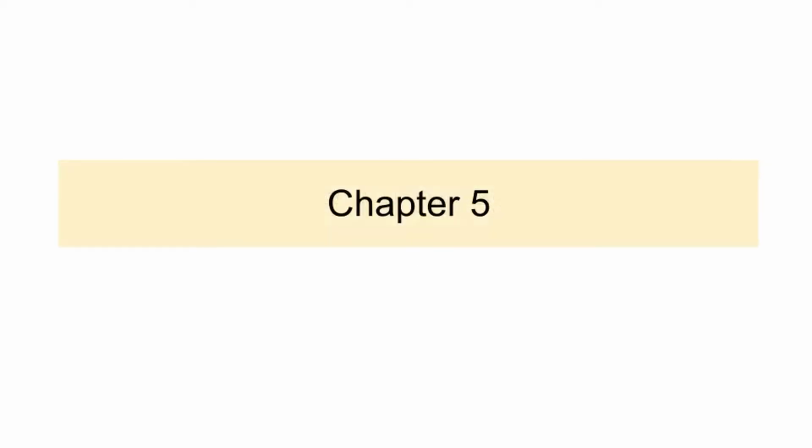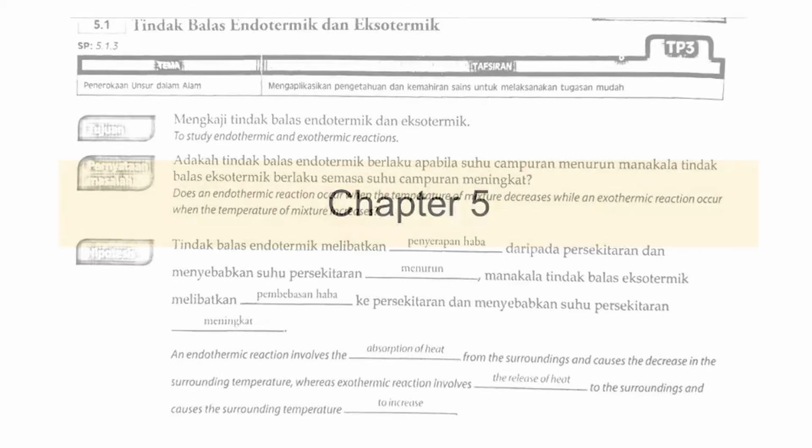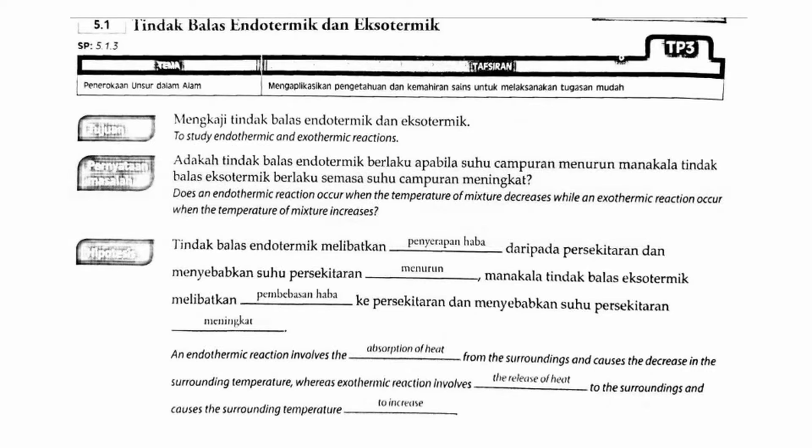Science Process Skill, Form 3. Chapter 5. Aim: to study endothermic and exothermic reactions.